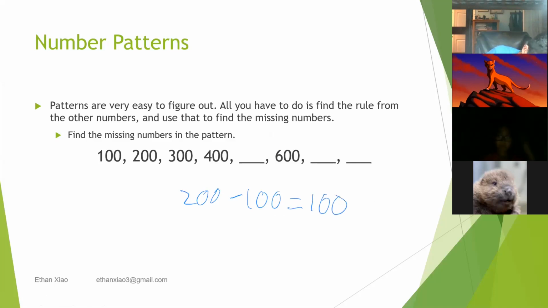And this is the rule. Every number you add 100. So you can see that 100 plus 100 is 200, 200 plus 100 is 300, and 300 plus 100 is 400. So we know that's the rule. So 400 plus 100 is 500, 600 plus 100 is 700, and 700 plus 100 is 800. So yeah, that's how you find patterns. It's not hard.